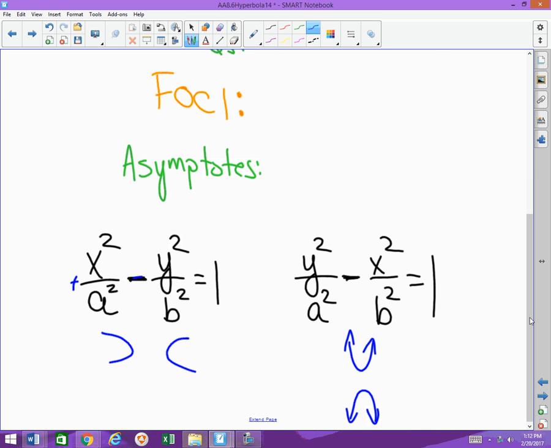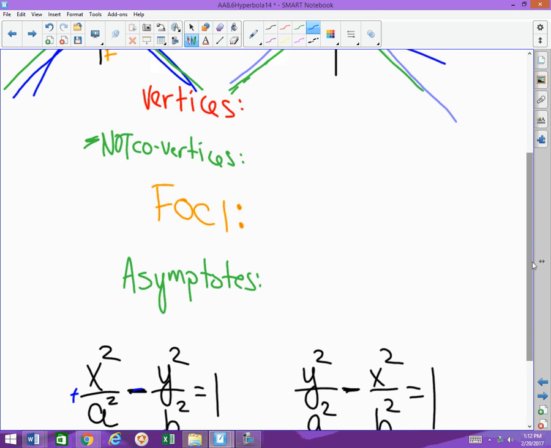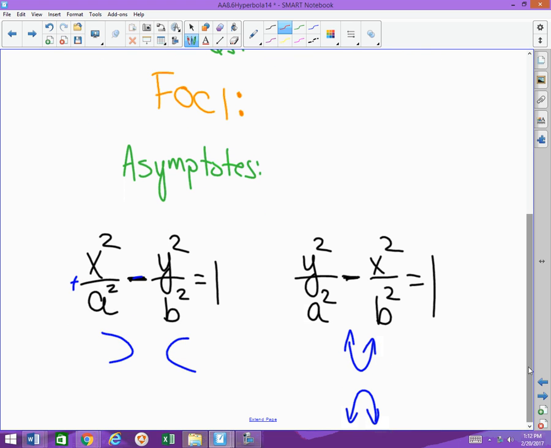So with these things, then, the vertices are the value of a from center. They are going to be, depending on which one you're dealing with, in this case (±a, 0), whereas in this case they are going to be at (0, ±a).